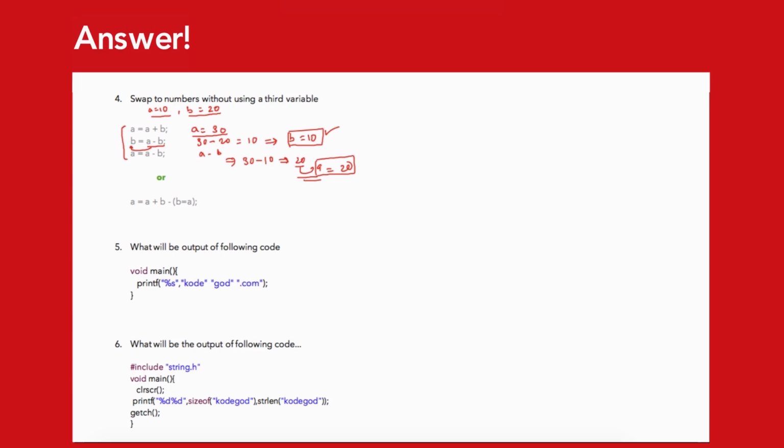There is one more method, in which I'm just writing this simple statement: A is equal to A plus B minus B equal to A. Again, if the value of A was 10 and the value of B was 20, because of this parenthesis, this statement will be executed first. Here I'm assigning A into B, so B will become 10.